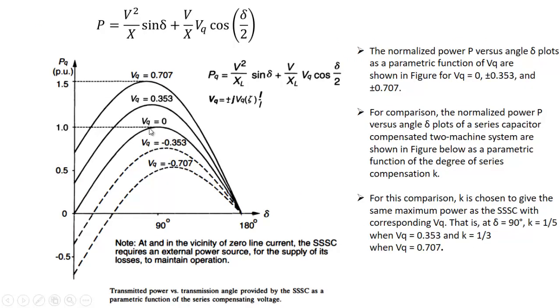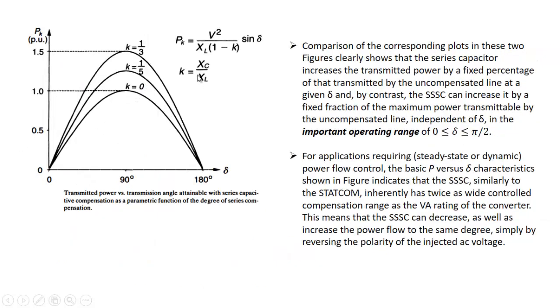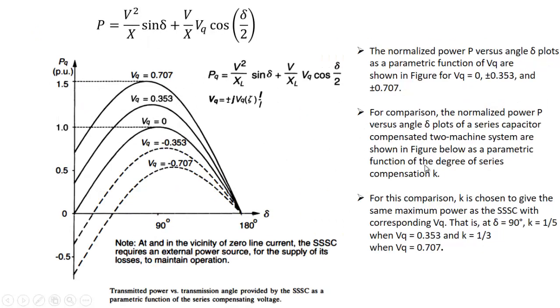Same is the case with here. This will be 1, this is 1.5, this is 1.25, this is 1.5. This is 0.75 and this is 0.5. So these three curves are actually compared with this because their maximums are same.